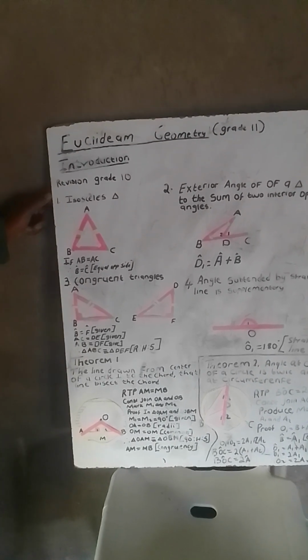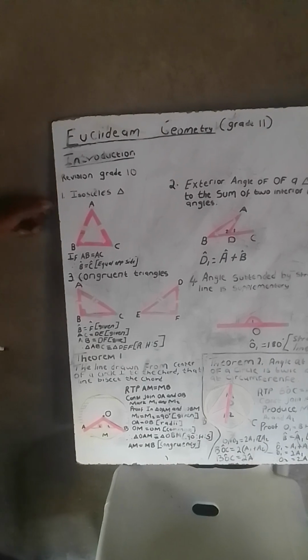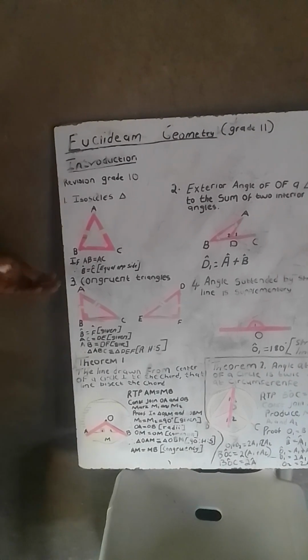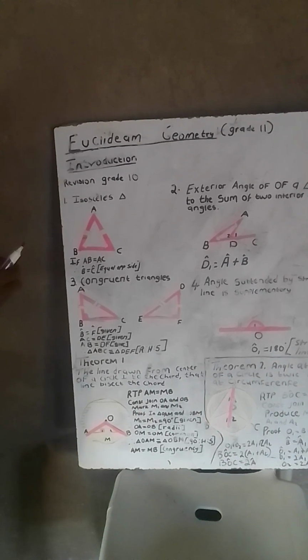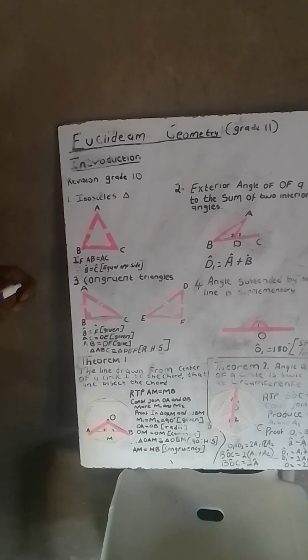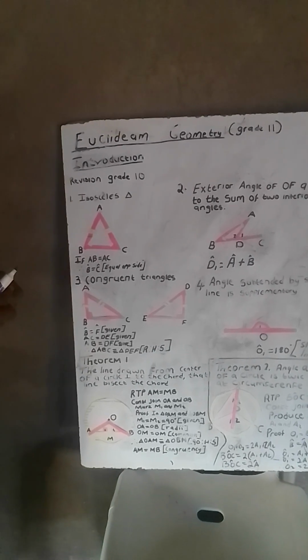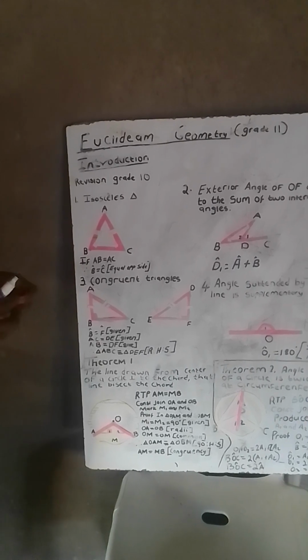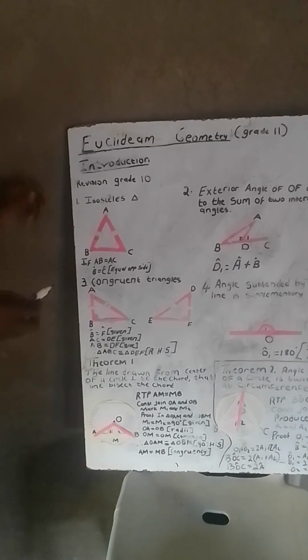triangles. So we have the isosceles triangle. An isosceles triangle is a triangle with two equal opposite sides and two equal opposite angles. So for example, this is the triangle.